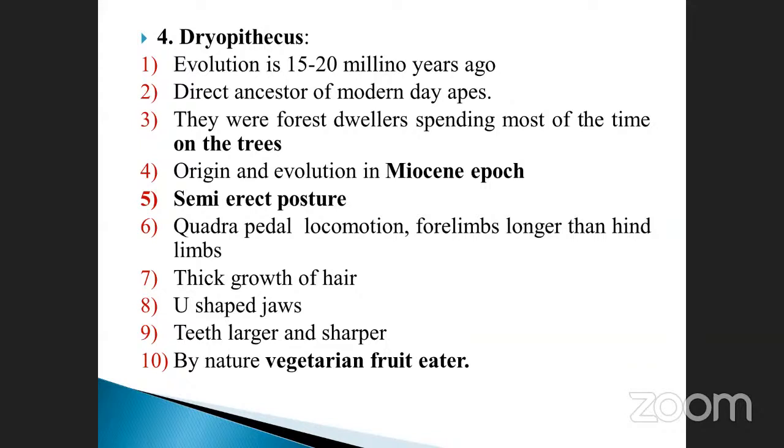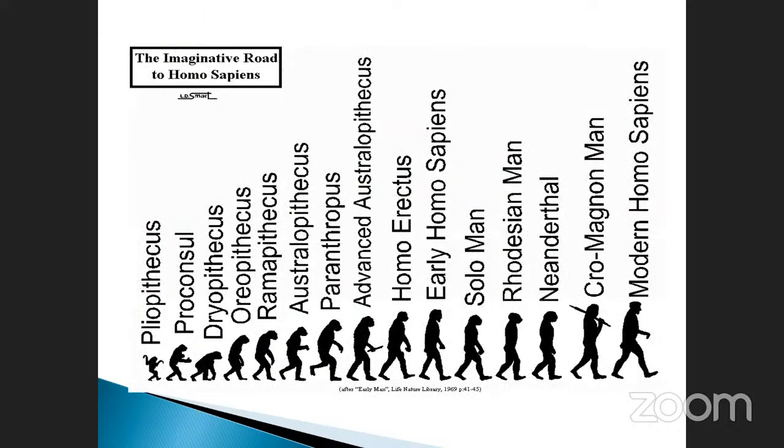The statement is false. Vegetarian fruit eaters, Miocene epoch, semi-erect posture, only on the trees, and 15 to 20 million years ago. These are the things you must note, starting from the Paleolithicus up to the modern Homo sapiens. How many changes are here? Count: 1, 2, 3, up to 15. The 15th one is us, the modern Homo sapiens.